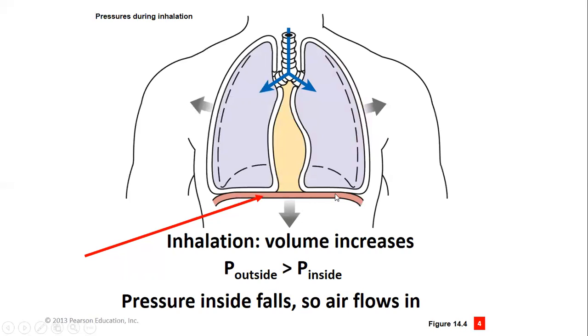And if you increase the volume in the thoracic cavity, what does that do to pressure inside the thoracic cavity? Remember, pressure and volume are inversely related. So if volume increases, pressure decreases. And when pressure decreases in the thoracic cavity, it decreases below atmospheric pressure, and air basically runs down its pressure gradient into the lungs. So air flows in as pressure in the thoracic cavity inside your chest drops below atmospheric pressure. So air will move down a pressure gradient, and it'll flow into the lungs when pressure is lower than it is outside.